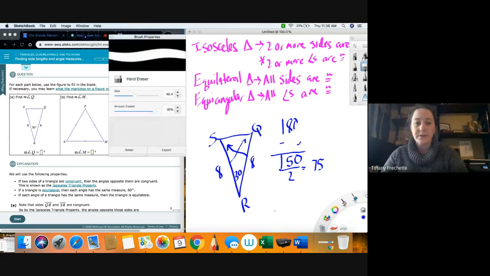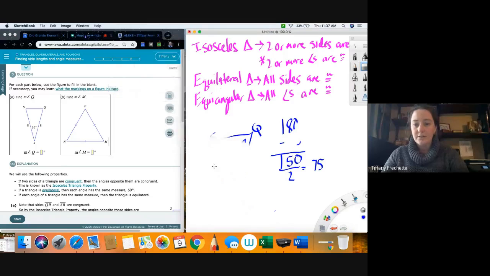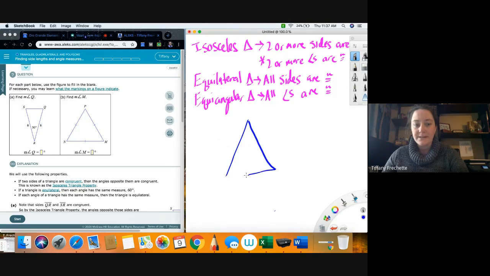Oh, I want a bigger eraser there. That's going to take me too long. All right, a little faster if I have a bigger eraser. Okay, so this other one, we have this triangle. It's kind of right side up this time.